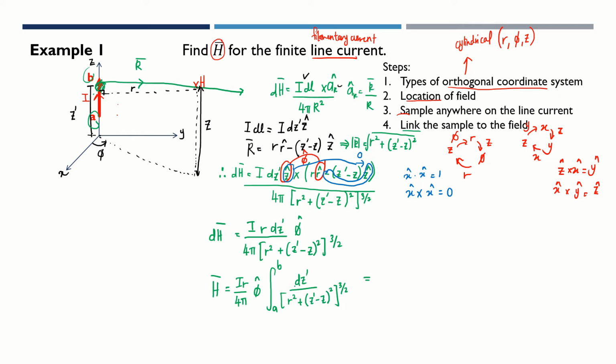If you solve this, you will get your answer. It will be, in the phi direction, I over 4 pi r times (b minus z) over the square root of (r squared plus (b minus z) squared), minus (a minus z) over the square root of (r squared plus (a minus z) squared), in ampere per meter. So this is your final answer.